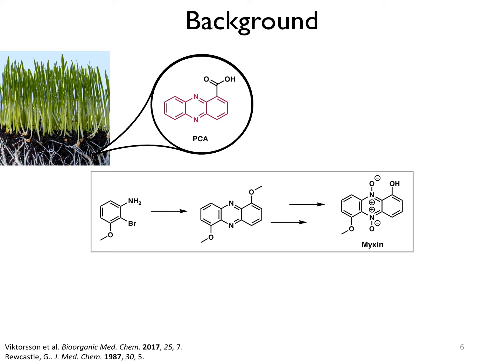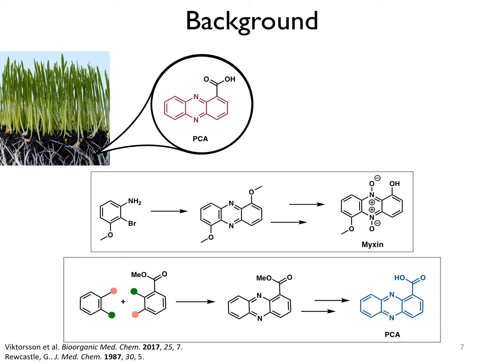But as you saw on the previous slide, there's a wide variety of compounds that are really complex, and a lot of them are not symmetrical in the end, like PCA here, for example. So we wondered if there was a way to develop a general synthesis that could be adaptable to any phenazine. We just took the work from Vicketson et al. and want to manipulate it to adapt it to linking two non-identical pieces together.